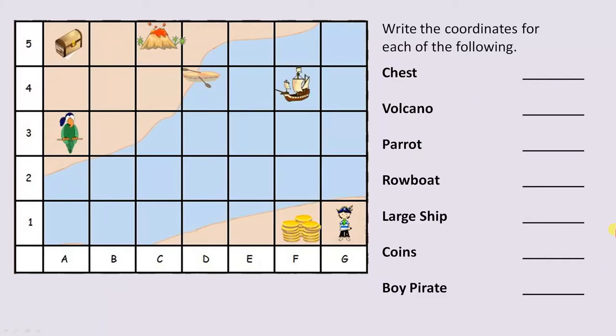Now here's the next slide with these exercises. Here you have to write the coordinates for each of the following. See if you can find what the coordinates are for each of these. Basically that means you write a letter from that axis followed by a number from that axis. I'll just leave that on for 10 seconds before I go to the next slide.